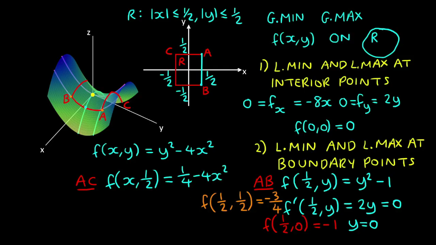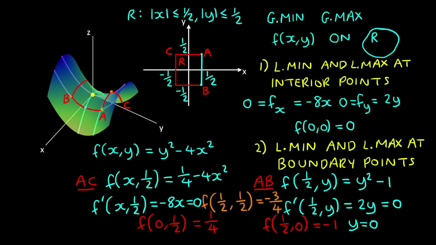And now checking the interior points of this boundary by setting the derivative to 0. So the derivative evaluates to -8x, which if we set to 0, we get a maximum point on this curve at x is equal to 0. So we have the function at 0 and 1/2 evaluating to 1/4. So that's this point over here.